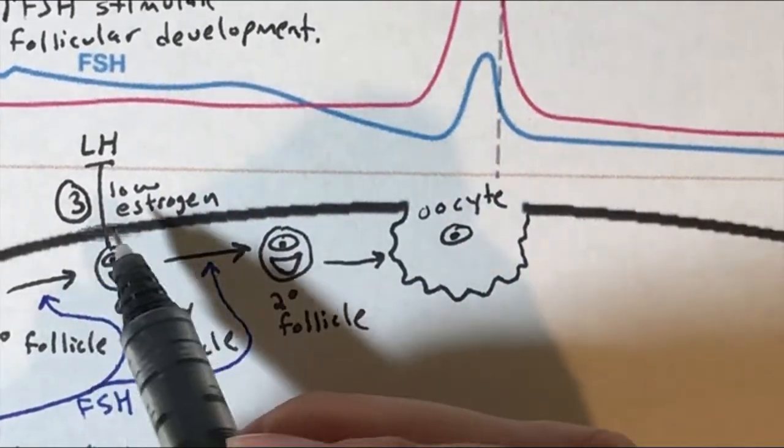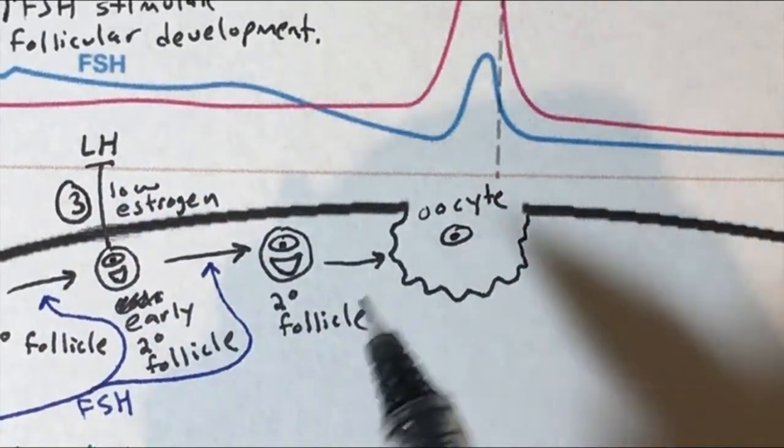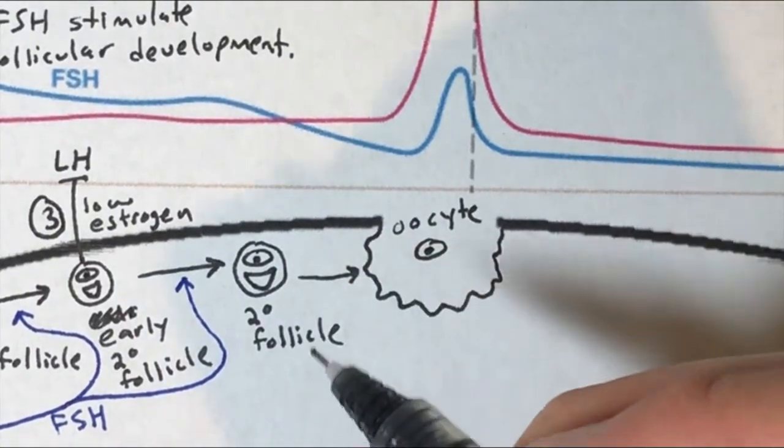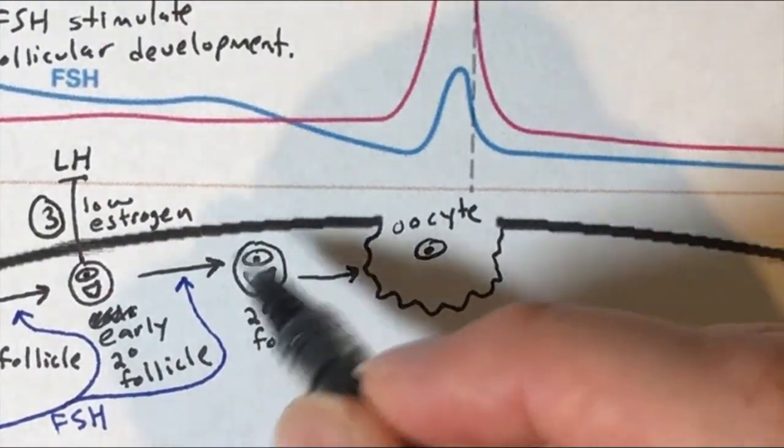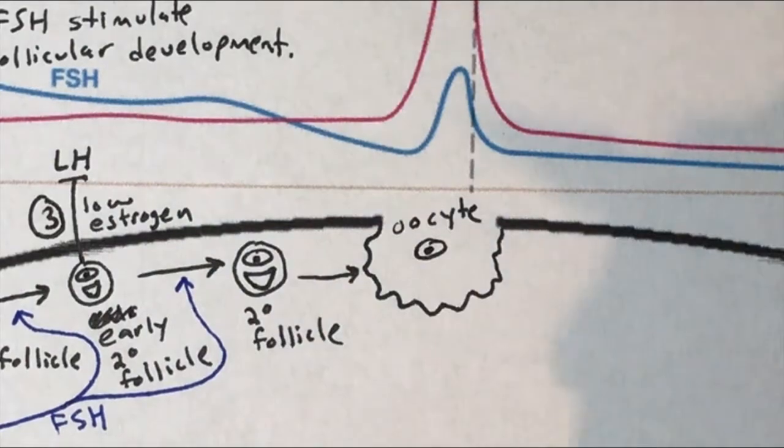All right, so low estrogen blocks LH. The secondary follicle here, so now that it's bigger, it actually produces a high amount of estrogen.